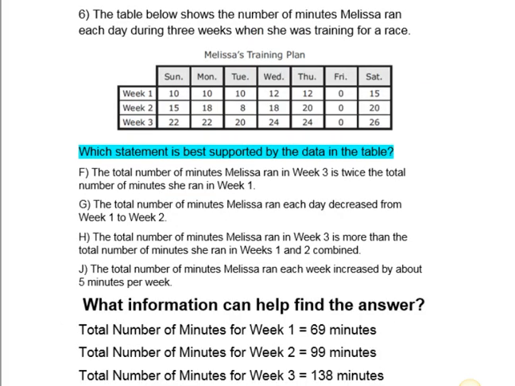What information can help find the answer? One thing that could help find the answer is getting the total number of minutes for all of the weeks. In looking and totaling up the numbers, for week 1, she trained 69 minutes. Week 2, she trained 99 minutes. And week 3, Melissa trained 138 minutes.